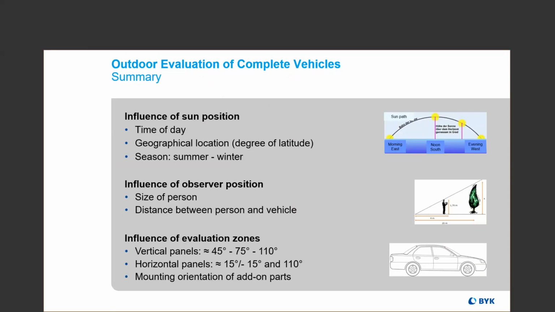And the evaluation zones, the orientation of what you're evaluating, is also going to affect your viewing angle. So for vertical panels, evaluation tends to be between about 45 and 110 degrees. For horizontal panels, the evaluation tends to be at the more extreme angles, the near specular angles, 15 and negative 15, or the 110 degrees on the opposite side, depending on whether the illumination is in front of or behind the observer. And the mounting orientation of add-on parts can also affect our evaluation angles.